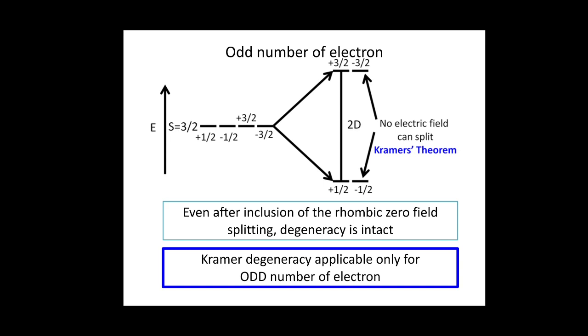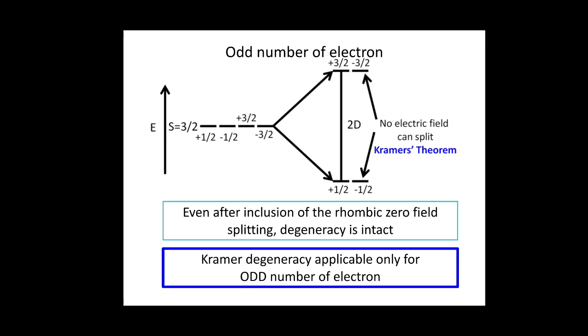So I hope you will never use the Kramer degeneracy for an even number of electrons. That is completely wrong. That will tell you that you have no idea of your EPR.